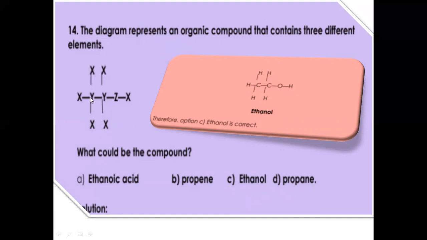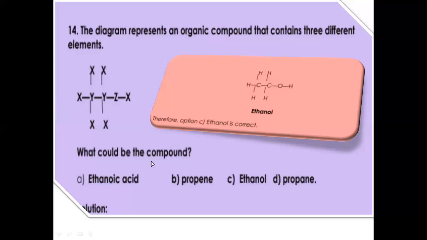So you can see that this Y is making four bonds, one at the left hand side, one bond at the right hand side, one bond up and one down. So total four bonds. It means that this element is carbon because it is making four bonds. And these elements are present at a side and they are making single bond. So this element will be hydrogen atom. Then Z is different and it is attached with carbon as well as with hydrogen. So hydrogen is attached with the oxygen atom. So Z is oxygen atom.